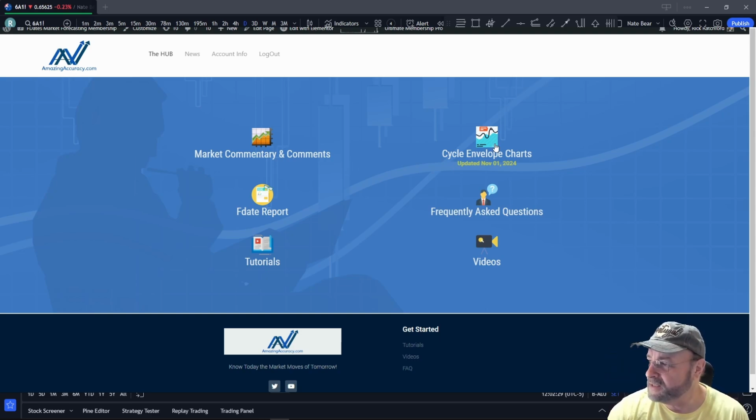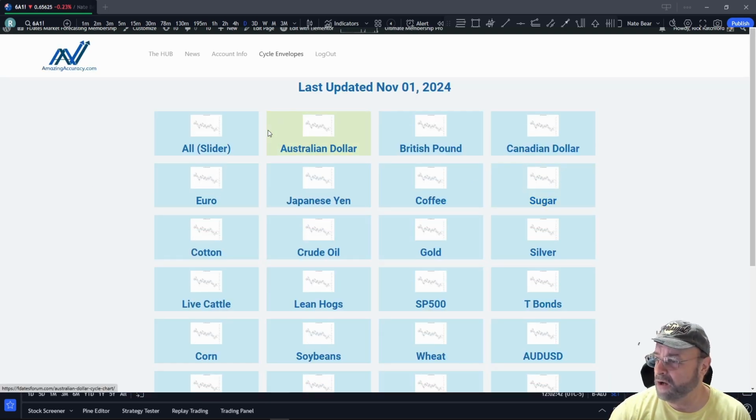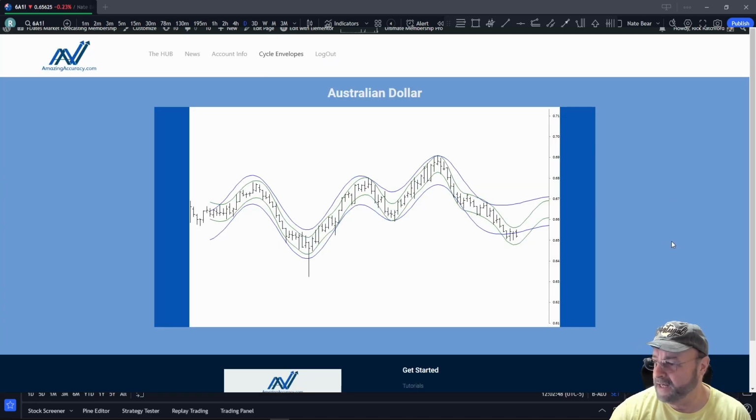Let's just do this, okay? We're going to go straight here to where it says cycle envelope charts. It's updated several times a week. And you simply click on it, go to the market you're interested in, such as the Australian dollar. We might as well look at that. And then we get something like this.